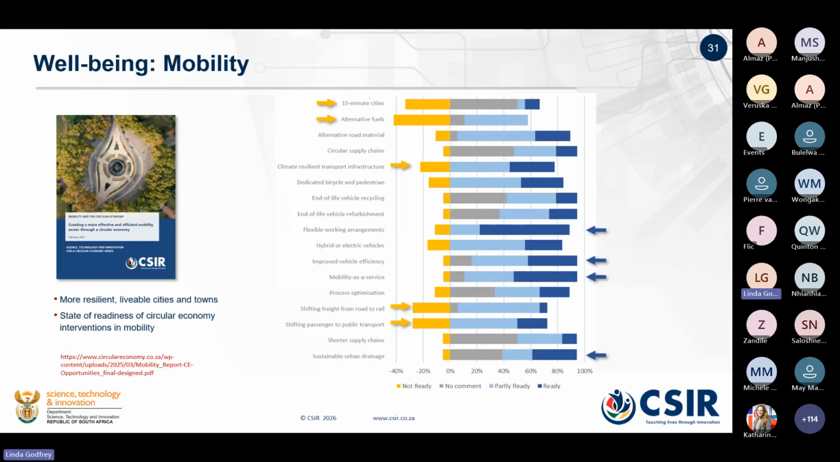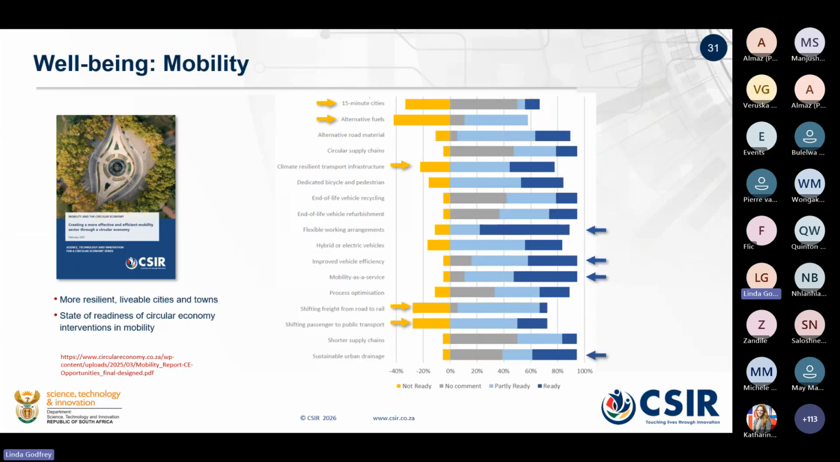Many of these also, again, we have a high level of readiness and adoption: sustainable urban drainage, vehicle efficiency, mobility as a service. We start to see more and more rideshare coming into the space. The flexible working arrangements, again, has been part of South Africa's DNA over the last 5 to 6 years. But then others with a much lower footprint. And I do love this idea of the 15-minute city.